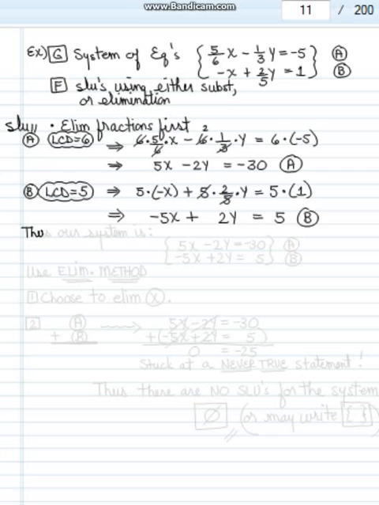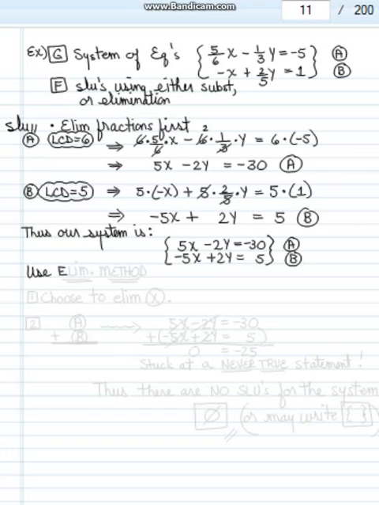Thus, our system is, now this is just simplified, the first equation, 5x minus 2y equals -30. That's my simplified equation A. And -5x plus 2y equals 5. That's my simplified equation B. Same system, just got rid of the fractions. Okay, now we're ready to follow the steps for solving, and I think it'd be best to use elimination.